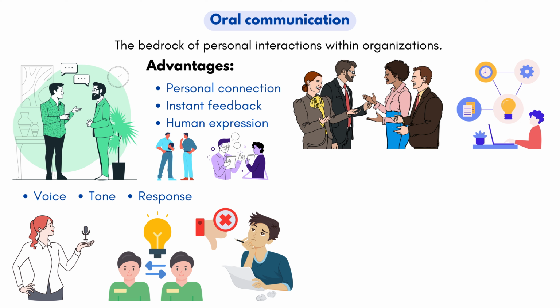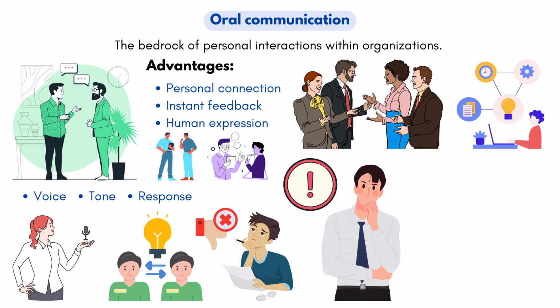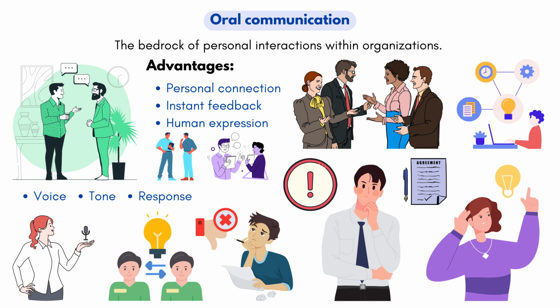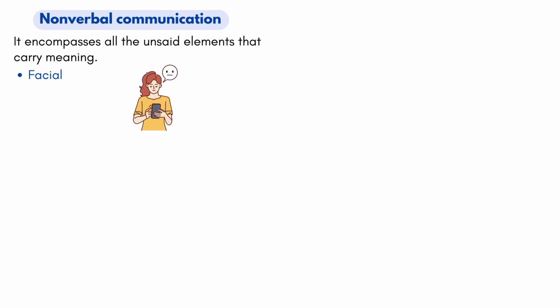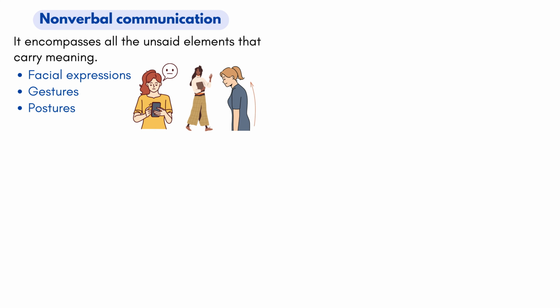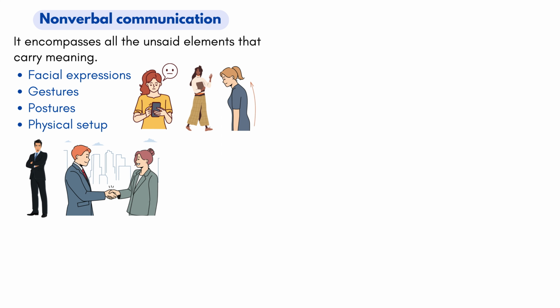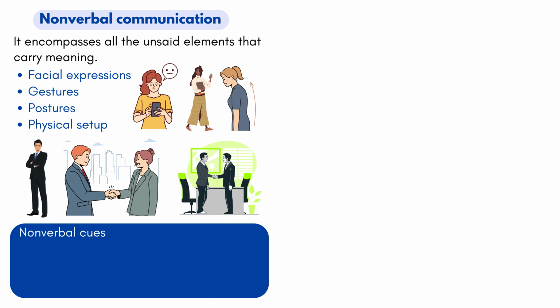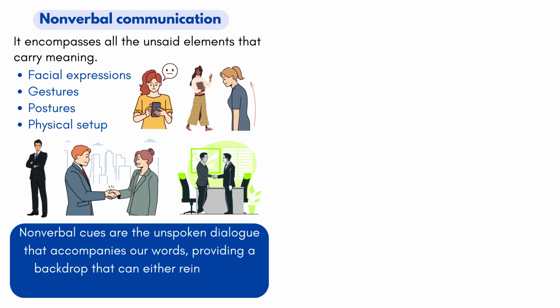However, oral communication also comes with potential pitfalls. Without the permanence of written records, it relies heavily on the power of memory and the clarity of the initial communication. Nonverbal communication adds another layer to this complex picture. It encompasses all the unsaid elements that carry meaning: facial expressions, gestures, postures, and even the physical setup of a communication setting. The way a person stands or the firmness of a handshake can convey confidence or apprehension, often setting the tone of the interaction before a single word is spoken. In a sense, nonverbal cues are the unspoken dialogue that accompanies our words, providing a backdrop that can either reinforce or contradict the spoken message.